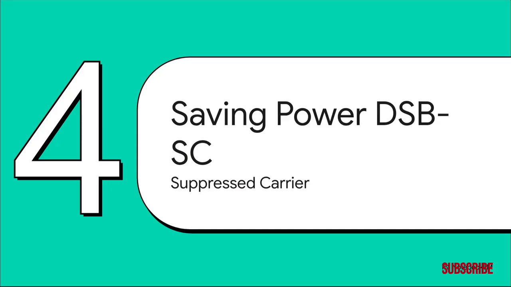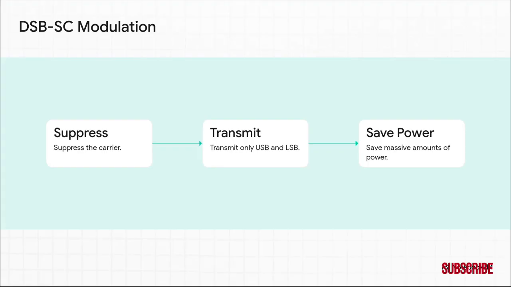Let's fix that in Section 4, Saving Power with DSB-SC. This brings us to a brilliant, elegant solution: suppressed carrier techniques. Let's look at double sideband suppressed carrier, or DSB-SC. The logic here is beautifully simple if we take it step by step. Step 1. Well, if the carrier wastes power and carries zero information, let's just suppress it. Delete it entirely from the transmission.